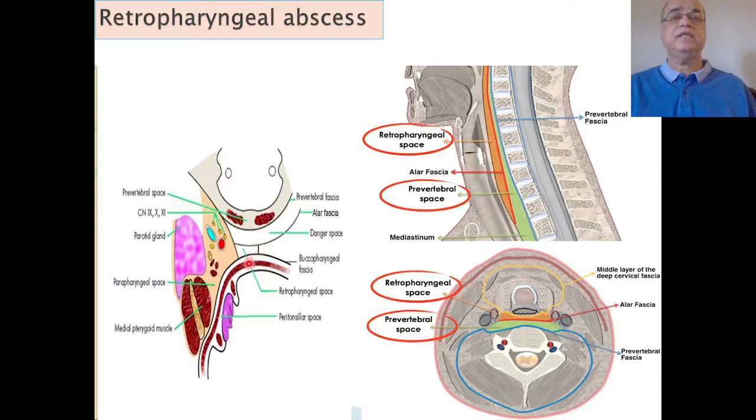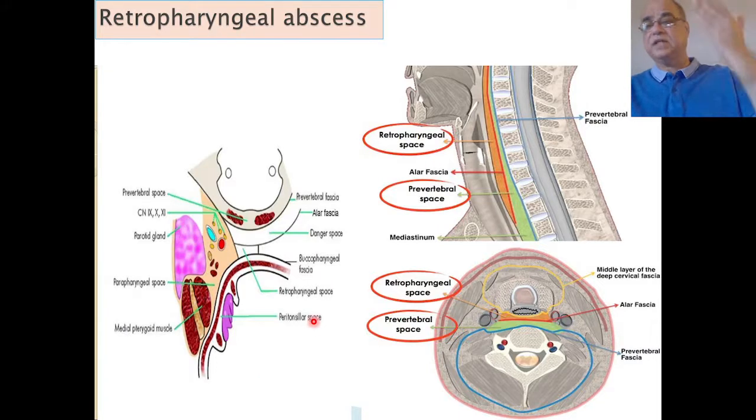This retropharyngeal space, immediately posterior to the pharynx, is divided into two spaces of Gillette by the midline fibrous raphe, and it contains the lymph nodes of Rouviere, which usually disappear around the age of 3 to 4 years. And its boundaries, as you can see: anteriorly is the posterior pharyngeal wall, and it is the buccopharyngeal fascia which forms the anterior wall of this retropharyngeal space. Posteriorly is the prevertebral fascia.